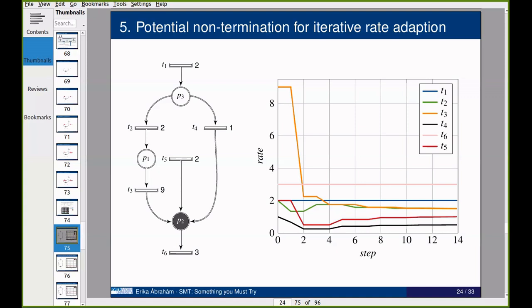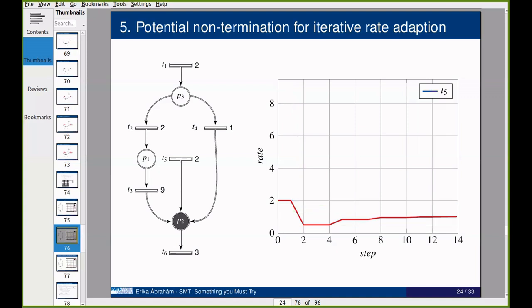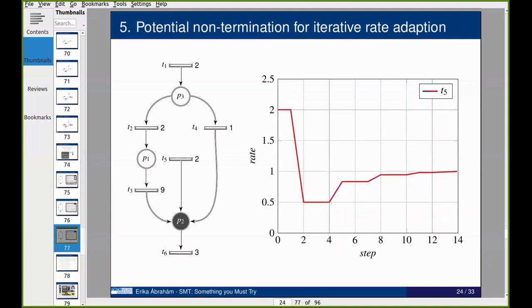And here you see the flow rates, depending on the number of adaptations. Let us focus on one of them, for example, on T5, which is here in the middle. And you see that it reduced, then it relaxed. And let us zoom in. Then you see that after a while, it is converging to the right value, but it doesn't reach it. So by iterating, we converge to the fixed point, but we don't reach it.